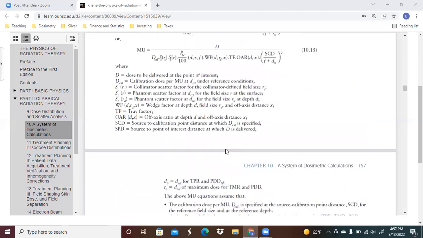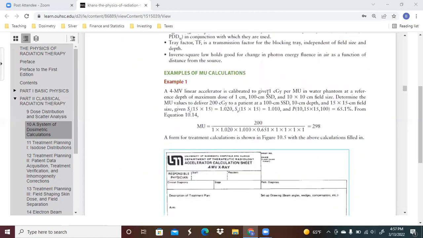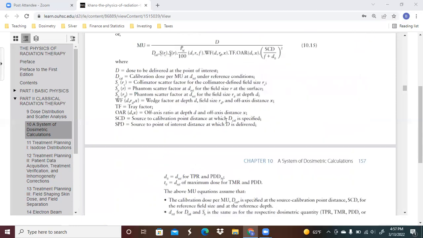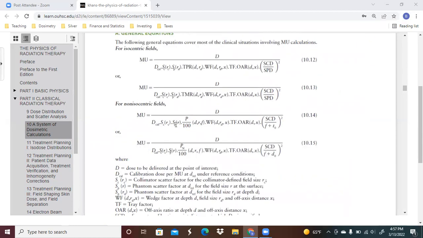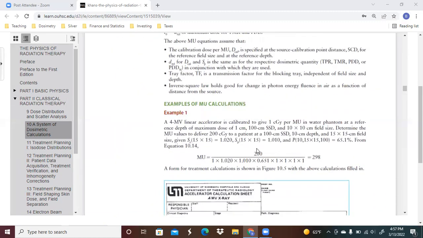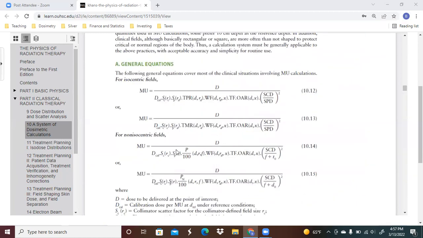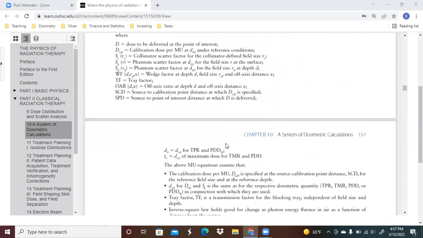So from equation 10.14, the fact that they are referring to a 100 cm SSD should tell you that this is going to be non-isocentric. This is going to be a PDD setup. So it's going to refer here to 10.14. So MU is going to be equal to 200. And the 200 comes from the fact that we're trying to deliver 200 centigray. So we're going to take this D and we're going to put 200 in.